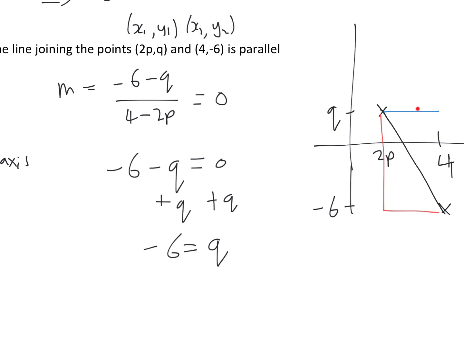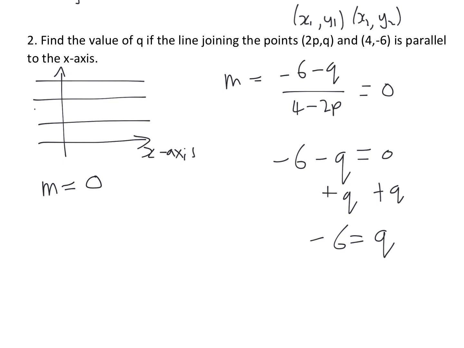So actually the line's not there. That was one line that would be parallel. The line is actually here. And the q actually has to be the same as minus 6. So the q is minus 6. And that's all the question asks for. It says find the value of q.